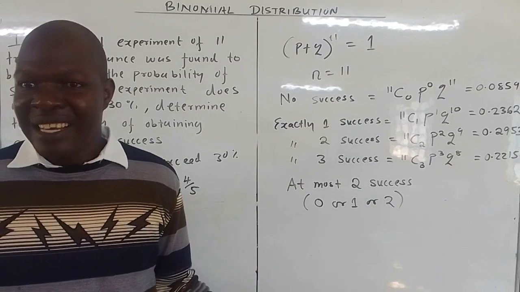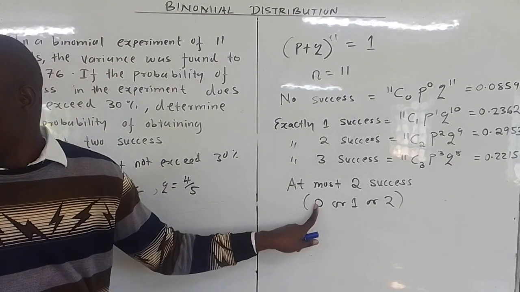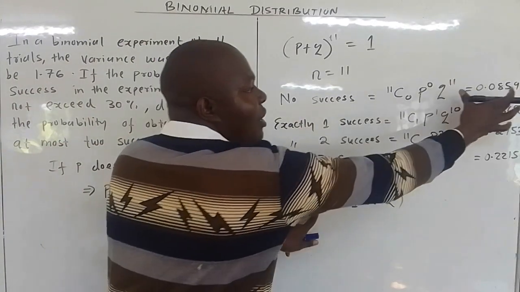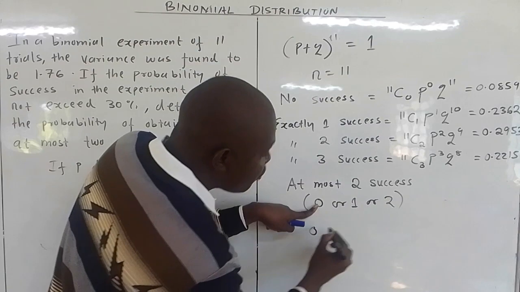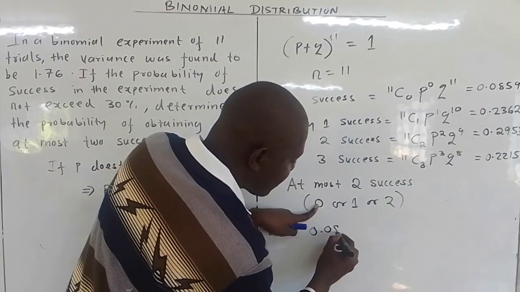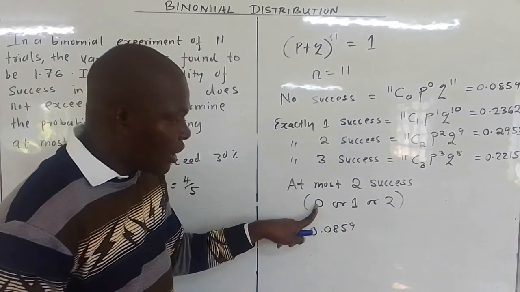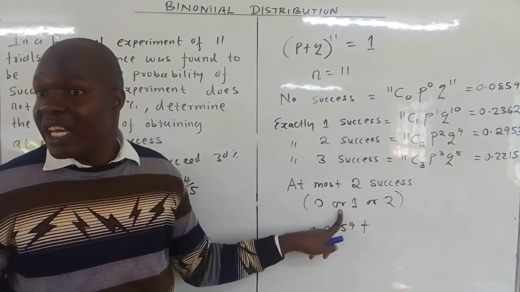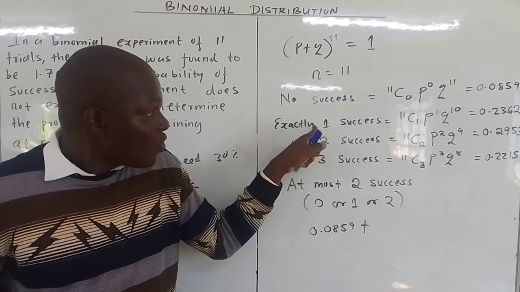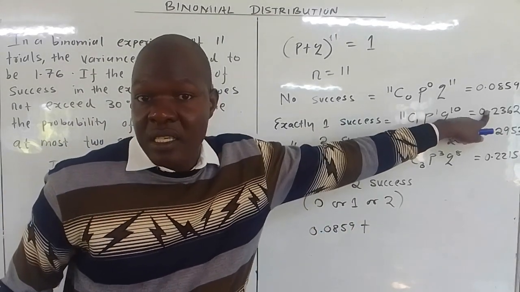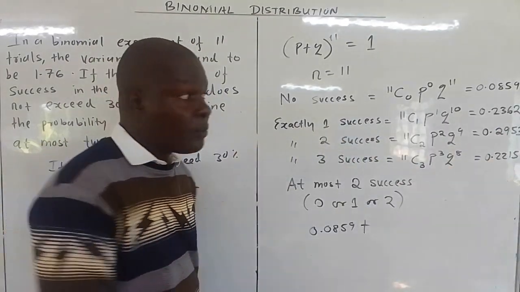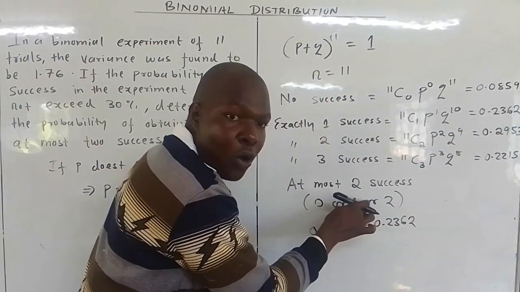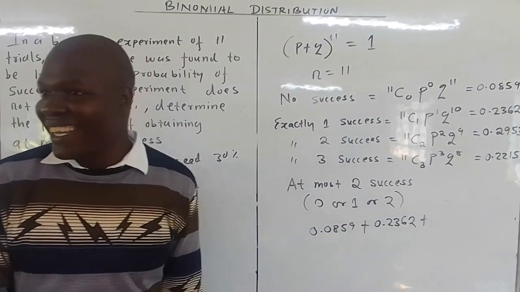Are we together? So you start 0 means no success, isn't it? So what is the probability of no success? You found it is 0.0859, isn't it? Then or means what? The addition law of probabilities, isn't it? Then 1 success, what have you found the probability of 1 success? 0.2362. Then or means addition law of probabilities, isn't it?